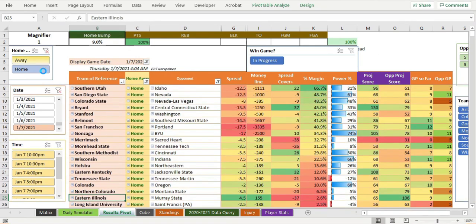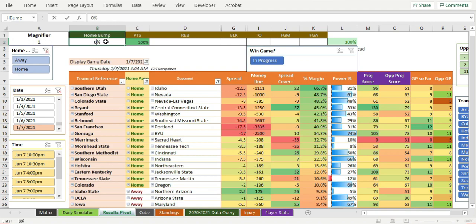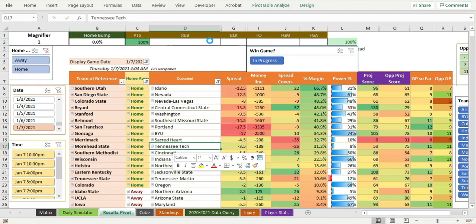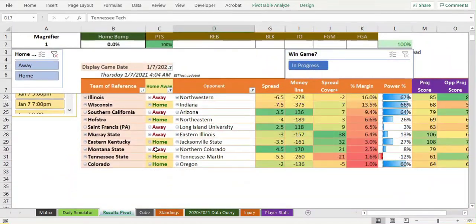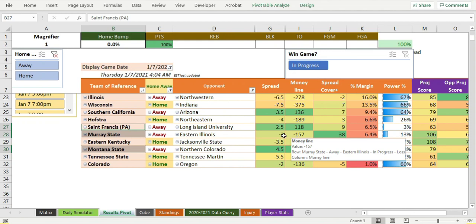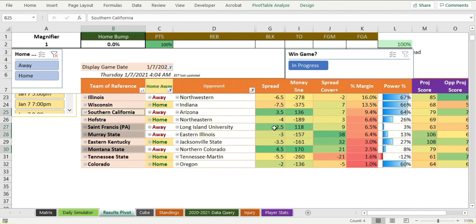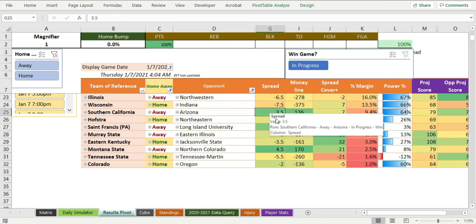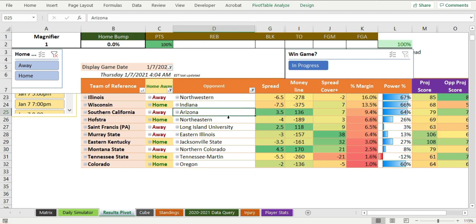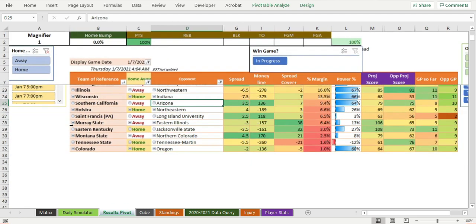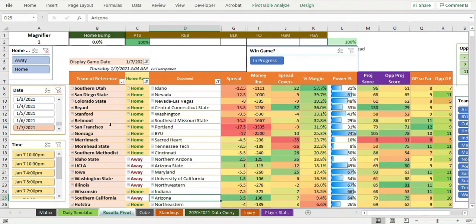Because when you flip this around and look at the away teams without the bump, I know I keep bumping back and forth, but it really matters to see why this matters. This is no bump. Well, we think Montana State, Murray State, St. Francis, PA even lose. So USC maybe loses to Arizona. Like that's pushing it. That's close. But Arizona is favored too. Interesting. Yeah, because they're at home. Anyway, I could talk forever, but there's going to be updates tomorrow too.